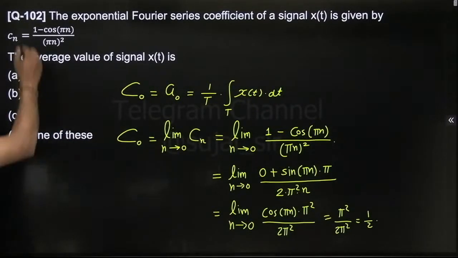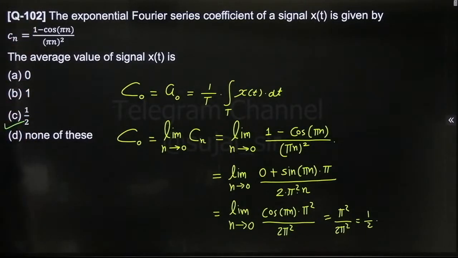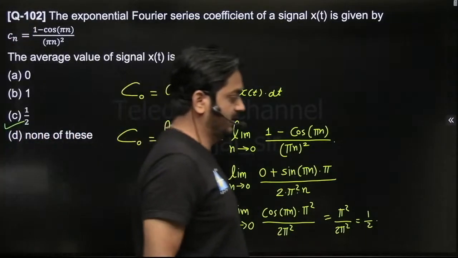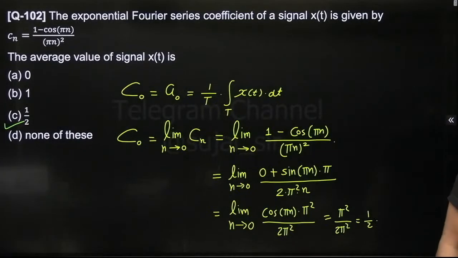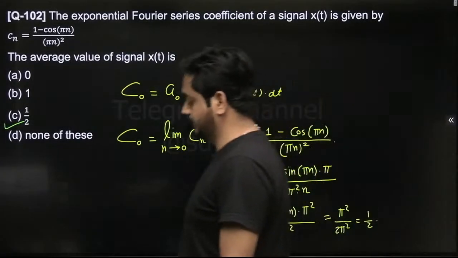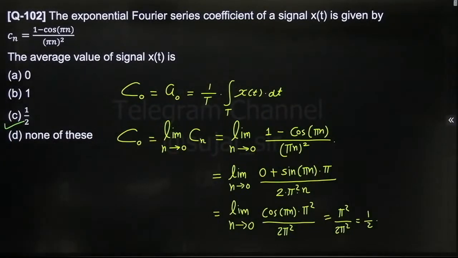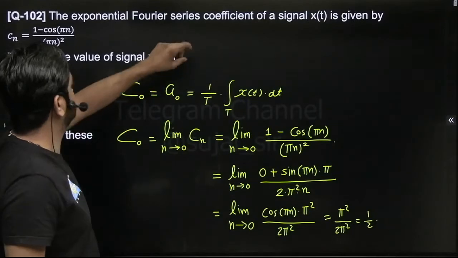The right answer is 1 by 2. Option C. Okay. Correct answer is 1 by 2. So here option C should be the correct answer of this question.